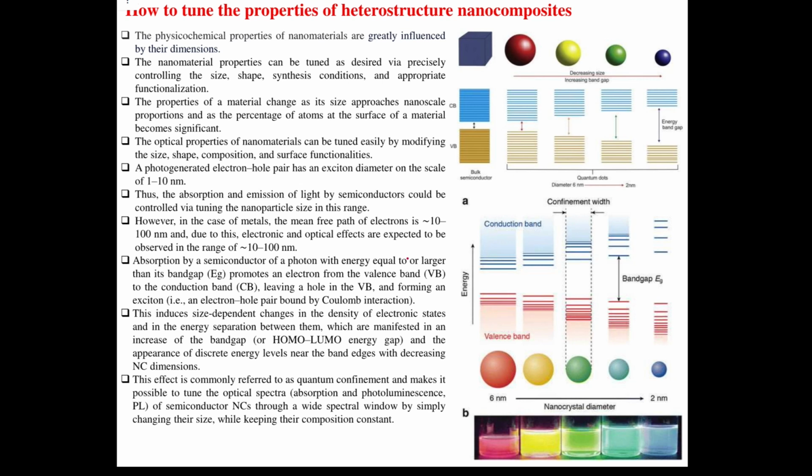So here, the important part of tuning this band gap property is to reduce the size and to change the shape of the material according to your desire, so that a particular wavelength of light irradiation can be absorbed by the materials.